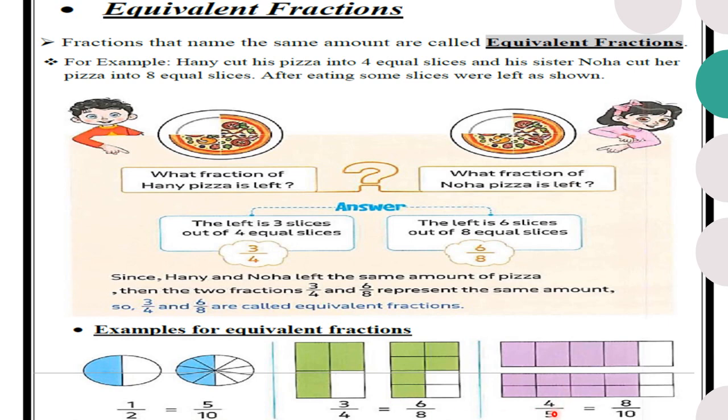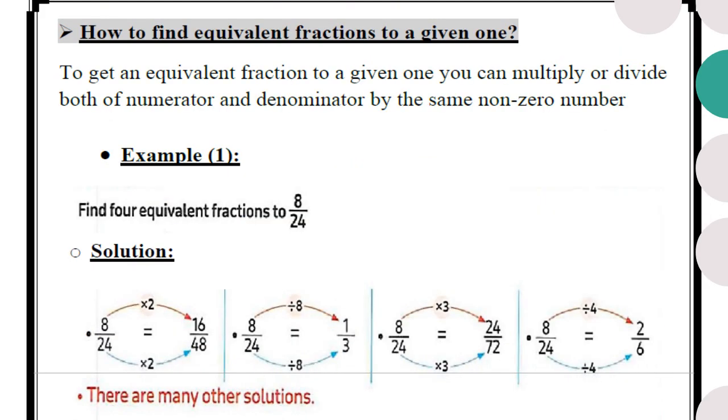And in the last one, 4 over 5 equals 8 over 10. We multiply by what? Multiply the numerator and denominator by 2. So 4 times 2 equals 8, and 5 times 2 equals 10. And now, how do we find equivalent fractions to a given one? To get an equivalent fraction to a given one, you can multiply or divide both the numerator and denominator by the same non-zero number.